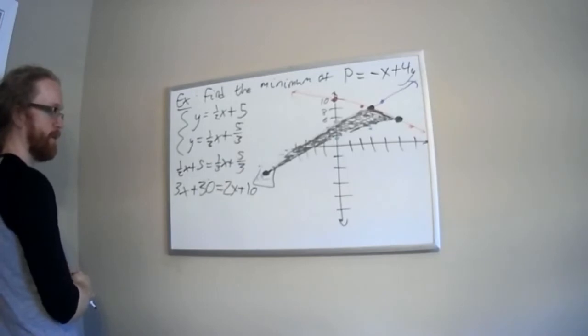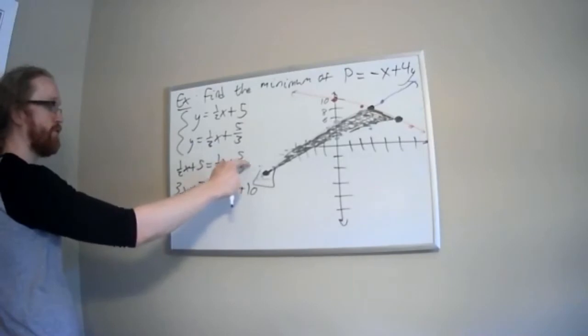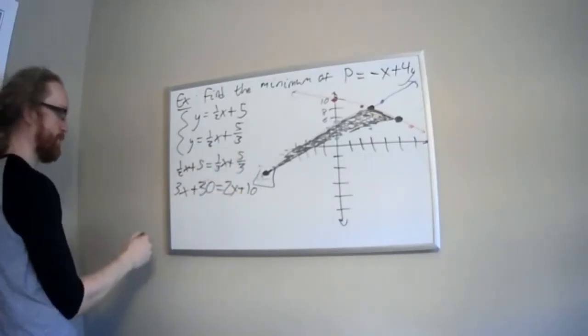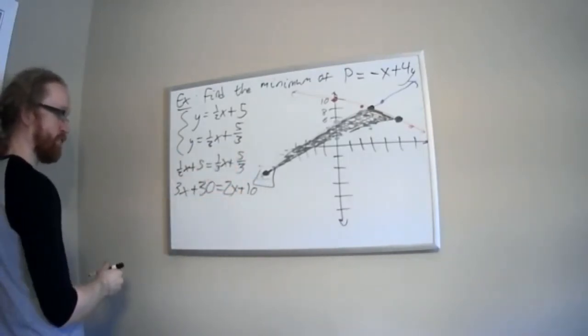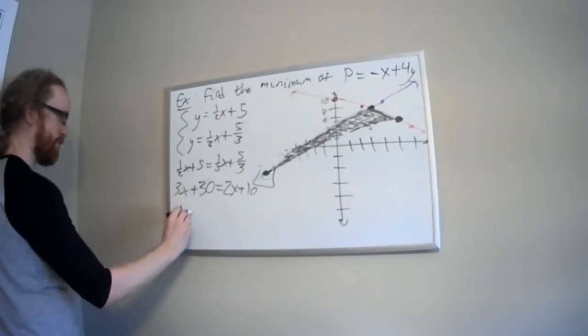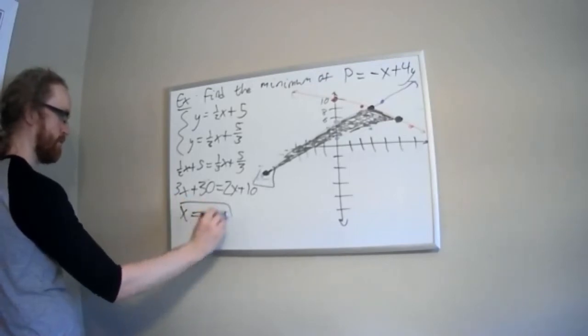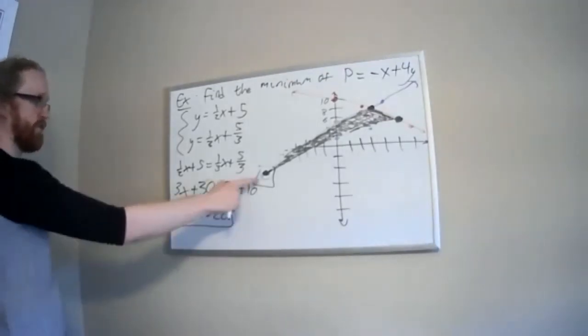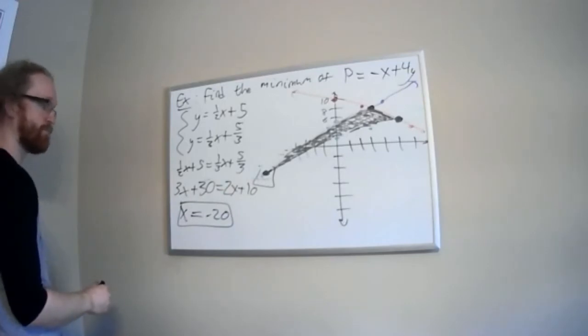Did I do that right? Yes, 10. 6 divided by 3 is 2, and then 2 times 5 is 10. So I get 3x plus 30 equals 2x plus 10. Now I'll subtract 2x from both sides, and I'll subtract 30 from both sides. I'm going to get x equals -20. So the x coordinate of this point over here is -20.